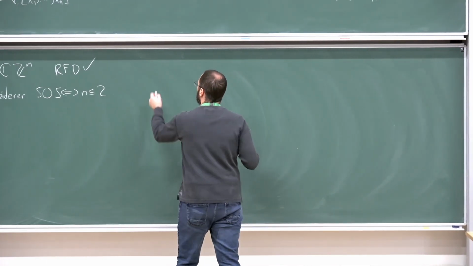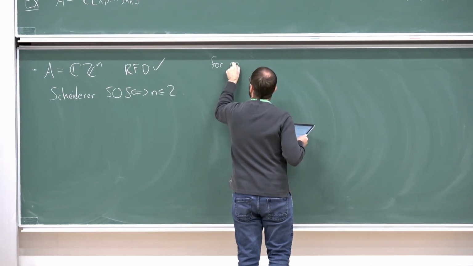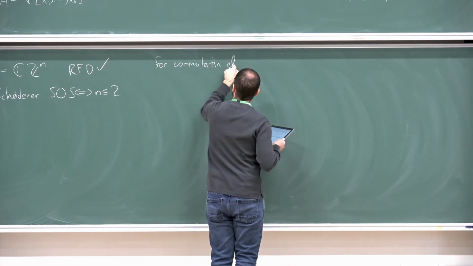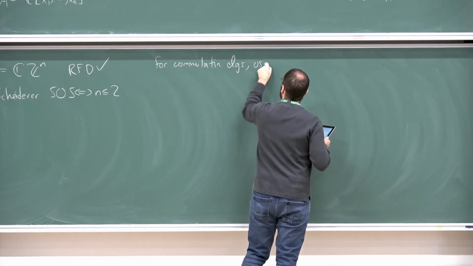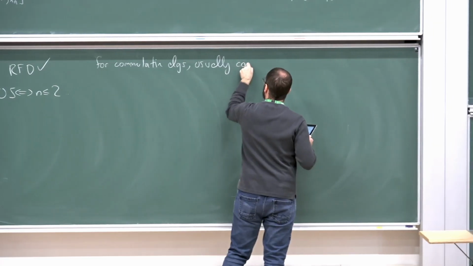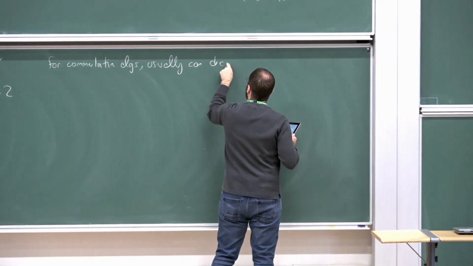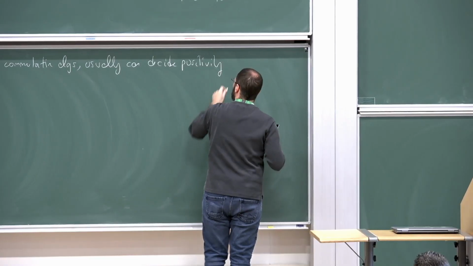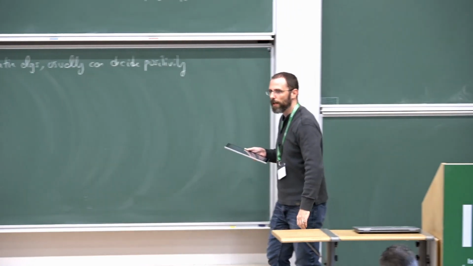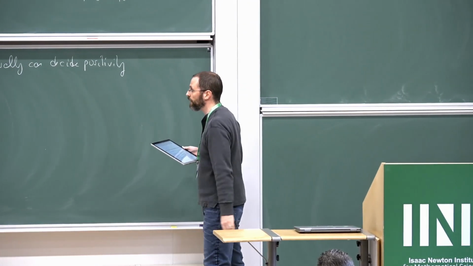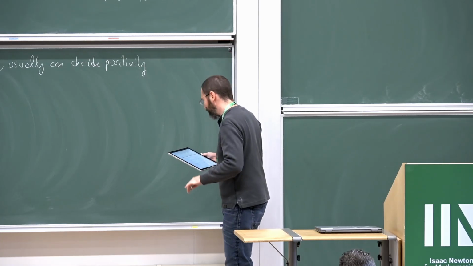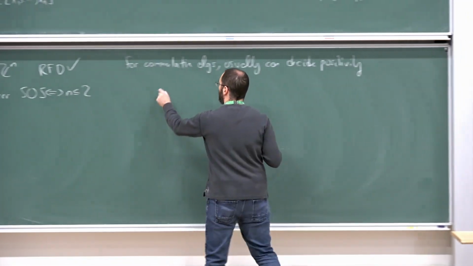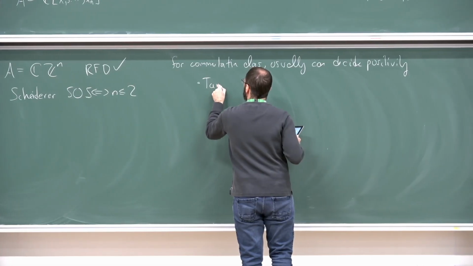And this tends to be the case for commutative algebras, that we usually can decide positivity as long as the algebra is reasonable enough, and reasonable enough is pretty broad in this case. So we can use Tarski quantifier elimination. That's one method.